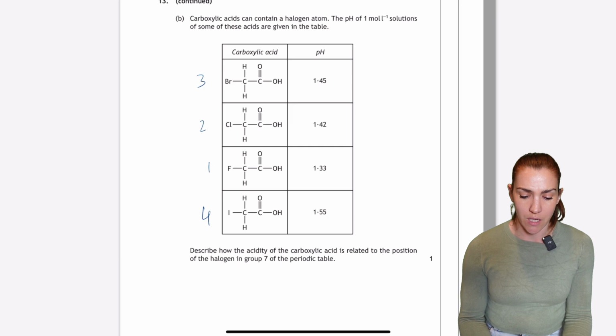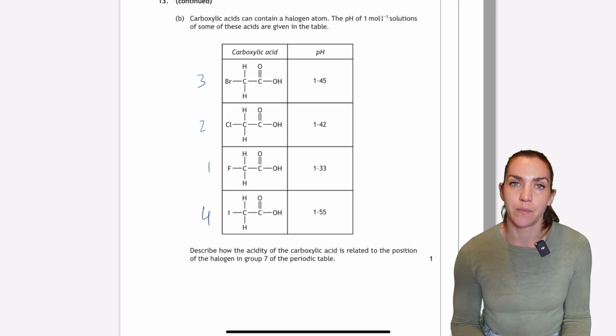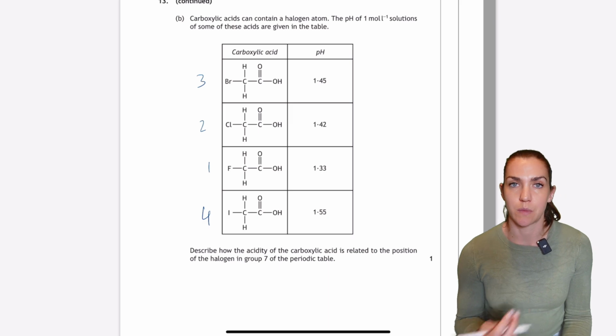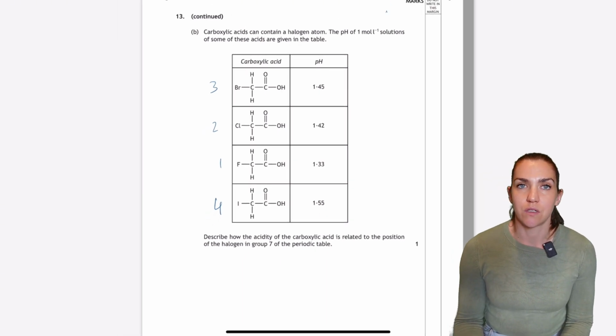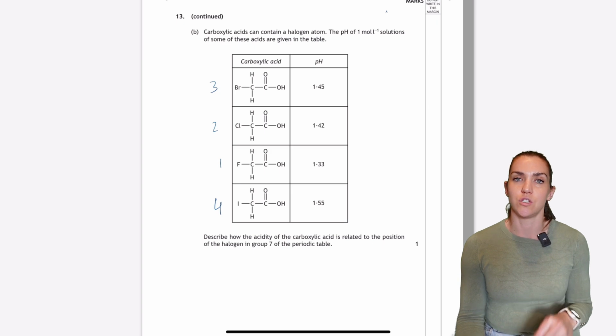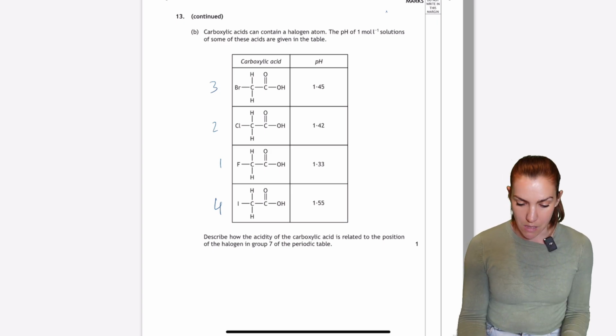You could also say as you go up group 7, the acidity increases because the pH is decreasing. So just be very careful in your wording of these trend questions. Make sure you use the words in the question and you really think about what those words mean.